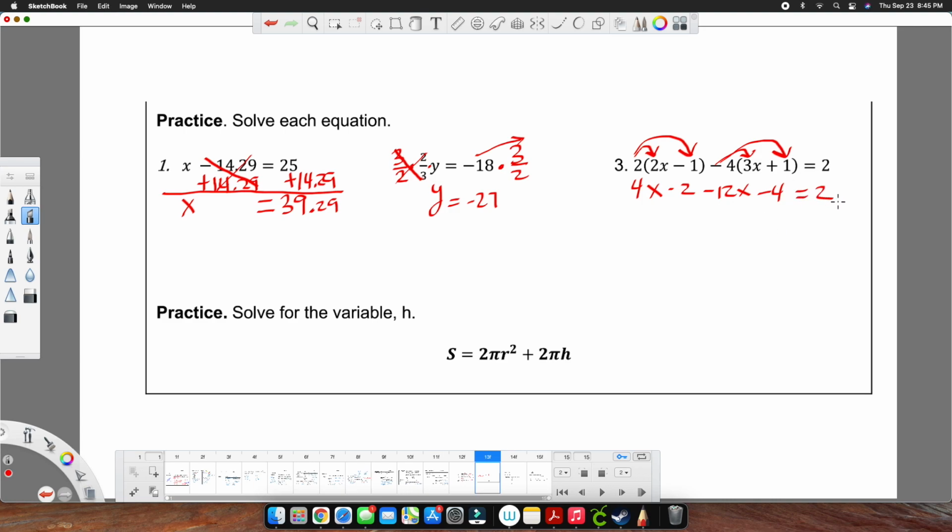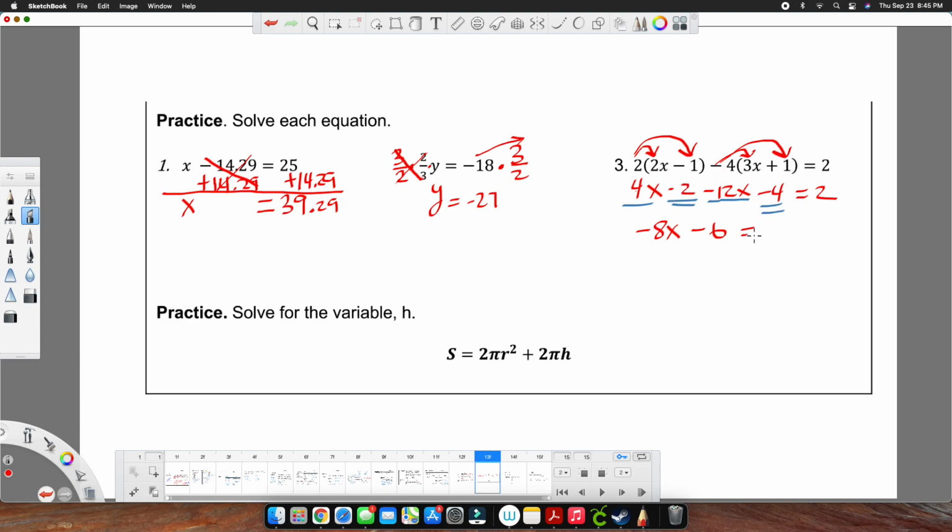So now we have some like terms we need to combine. We have 4x, -12x, and we have -2 and -4. So I'm going to combine these guys, and I have -8x, because positive 4, -12, I'm going to subtract. 12 is bigger and it's negative. -2 minus 4, or plus -4, if you want to think of it that way, they're both negative. So I'm going to combine them and keep the negative sign. I had -2. I'm going 4 more negative.